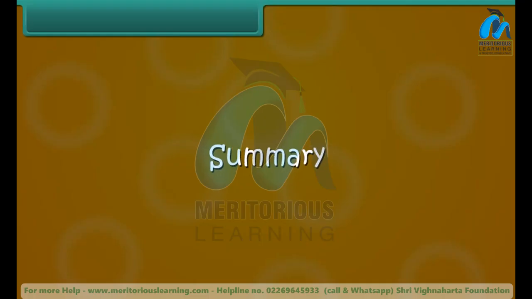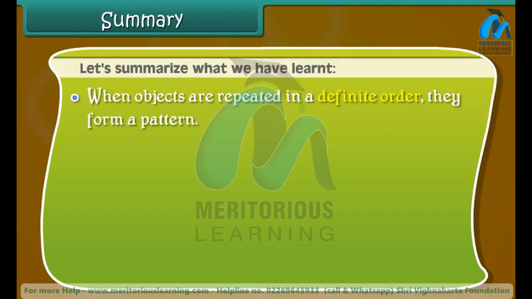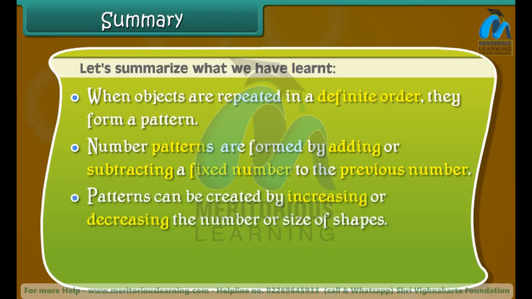Summary. Let us summarize what we have learned. When objects are repeated in a definite order, they form a pattern. Number patterns are formed by adding or subtracting a fixed number to the previous number. Patterns can be created by increasing or decreasing the number or size of shapes.